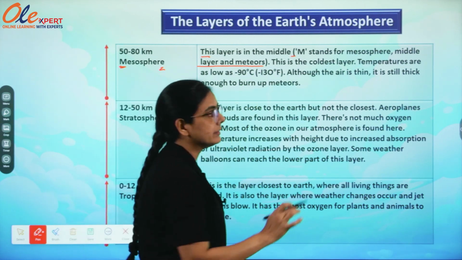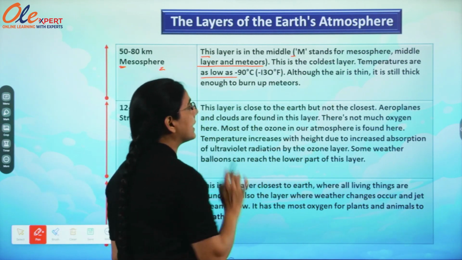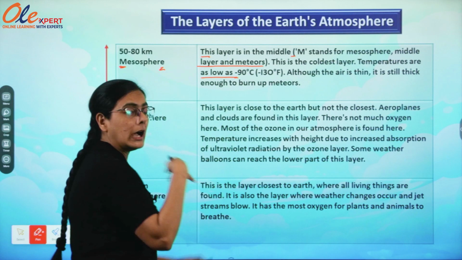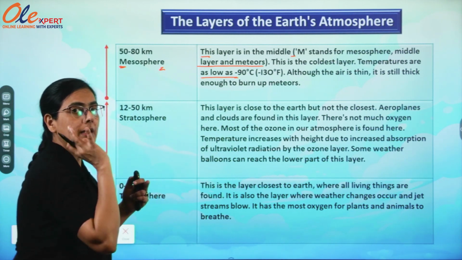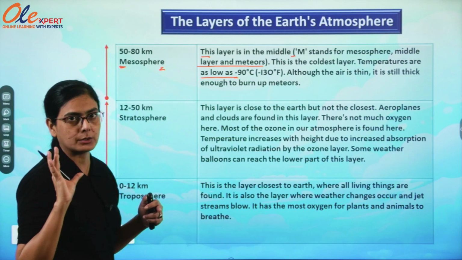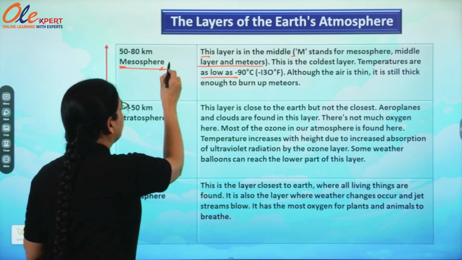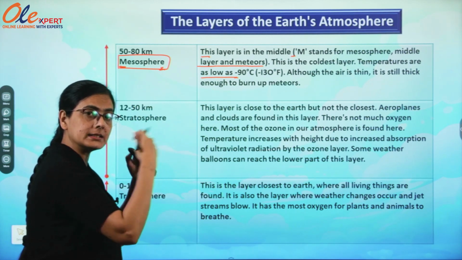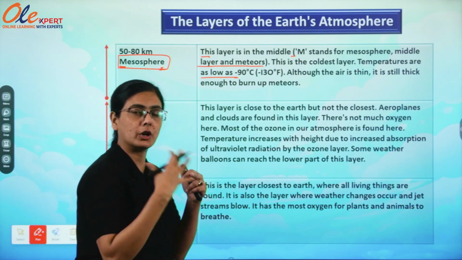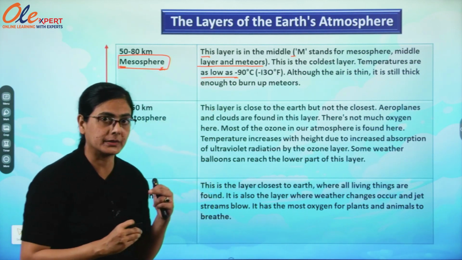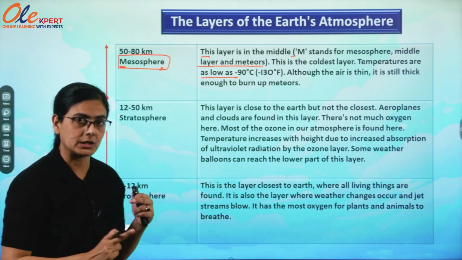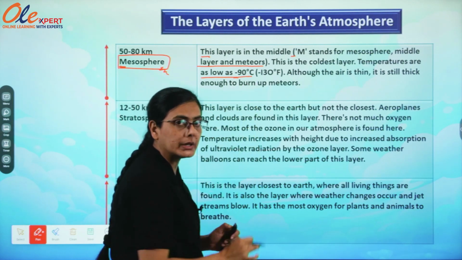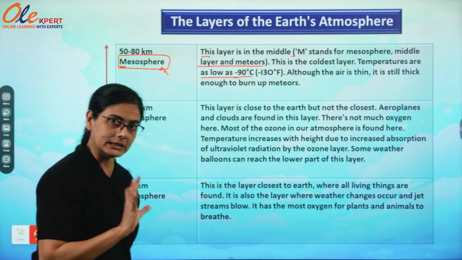This is the coldest layer. The temperatures are as low as minus 90 degrees centigrade, minus 130 Fahrenheit. Above this layer are the ionosphere and thermosphere, which is the hottest layer of the atmosphere, and below that is the mesosphere, the middle layer, which is the coldest layer of the atmosphere. Are you getting this? This is the difference: the ionosphere or thermosphere is absorbing all the heat coming from the solar energy. So, this layer is not receiving much heat, that is why it is the coldest layer of the atmosphere. Clear?